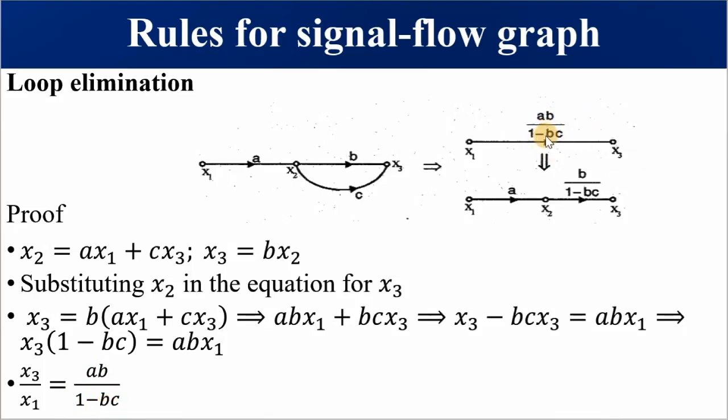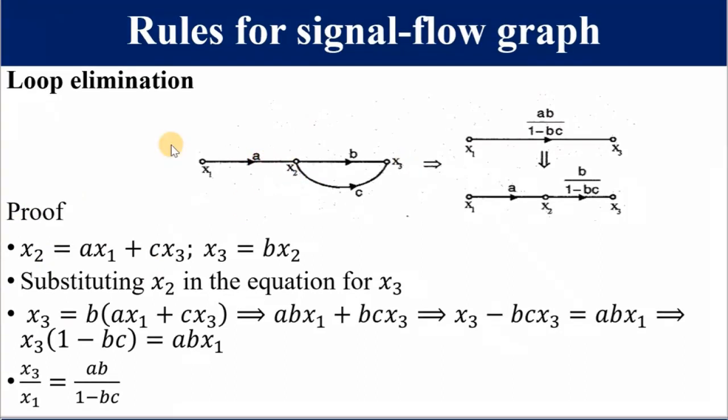And please take note that we have now separated the two. A, this our a, is used to multiply b over 1 minus bc. Please take note, this has all come from this equation with respect to x2 and equation with respect to x3. Please take note that on x2 we've got input and output.